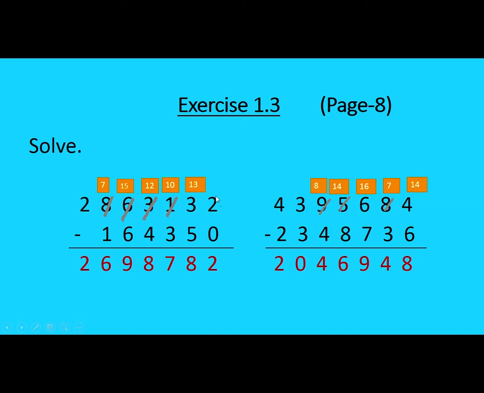First of all, we will start from this side, ones place value. Always start from ones place value. 2 minus 0, 2 is a bigger value, 0 is a smaller value, so it can be subtracted easily. 2 minus 0 is 2. Here is 3 and here is 5. The upper value is smaller and the lower value is bigger, so we cannot subtract it from 3.